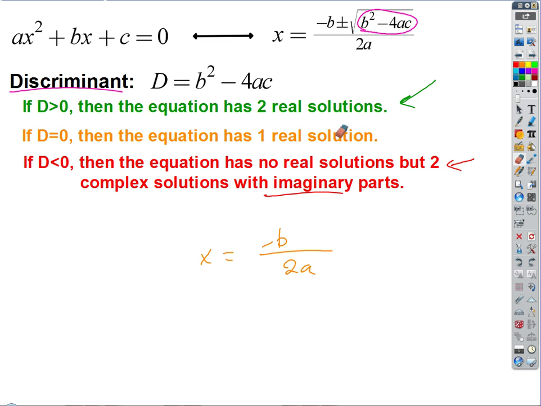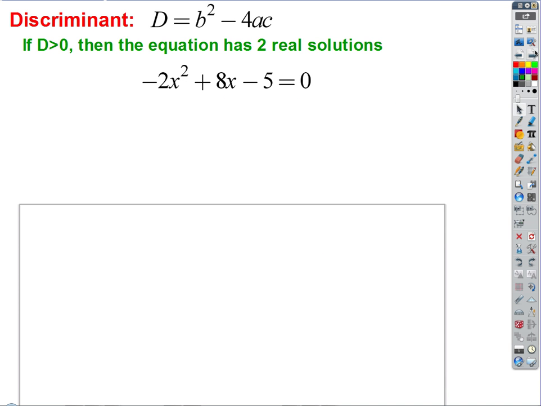What does that look like in terms of a graph? Because part of what I want you to do is to be able to look at a graph and make a prediction about the discriminant. So what if we had something like this guy here? If we calculate the discriminant, it might be useful to multiply both sides through by negative 1. We don't like having a negative coefficient of x squared, do we? Right. So what if we change the signs by multiplying both sides by negative 1? What do we get? 2x squared minus 8x plus 5 equals 0.